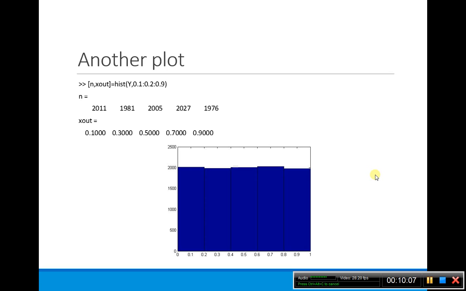Okay, so this is another way of plotting. Now what I've done is I've said I want to create my own bins. I want my bins to be centered at 0.1 to 0.9 in increments of 0.2. So I want my bins to be at 0.1, 0.3, 0.5, 0.7, 0.9. There's only 5 bins, and so this would be the number that's in each bin.